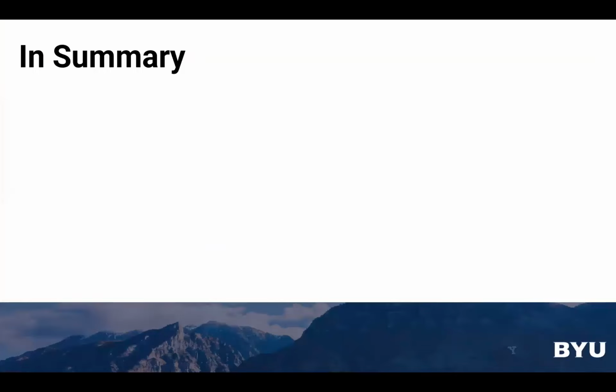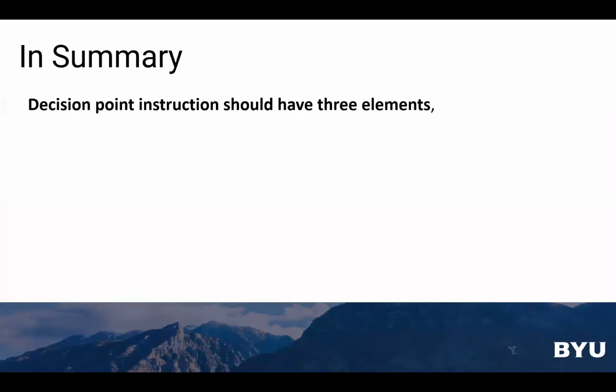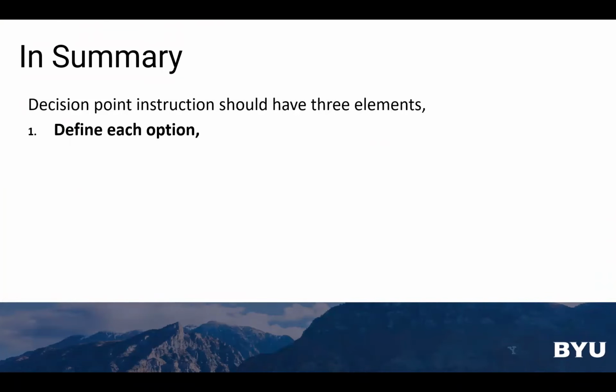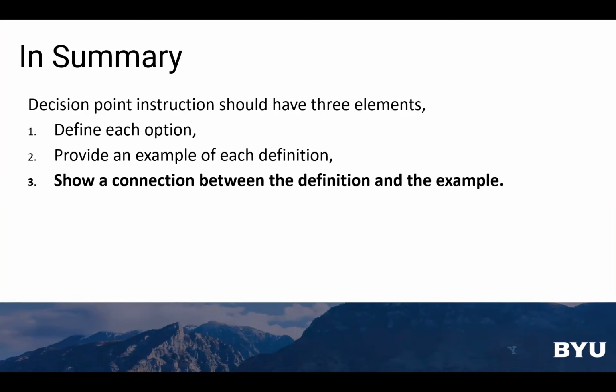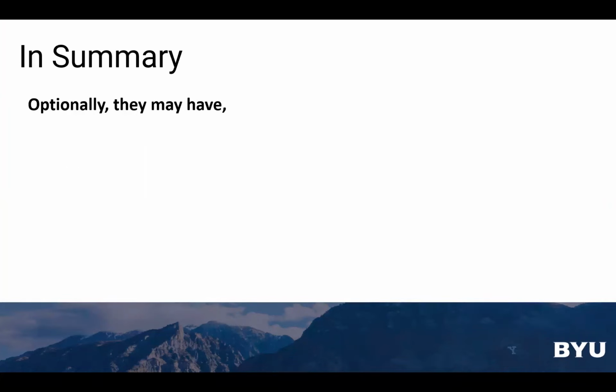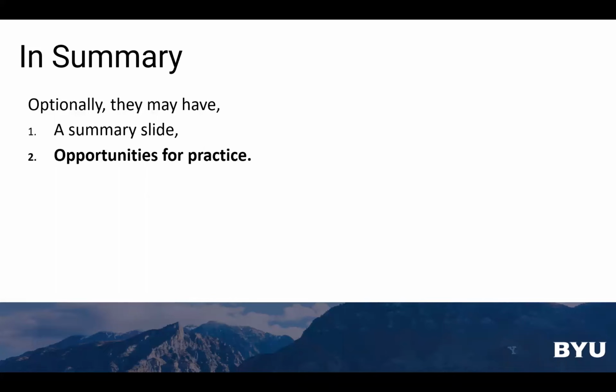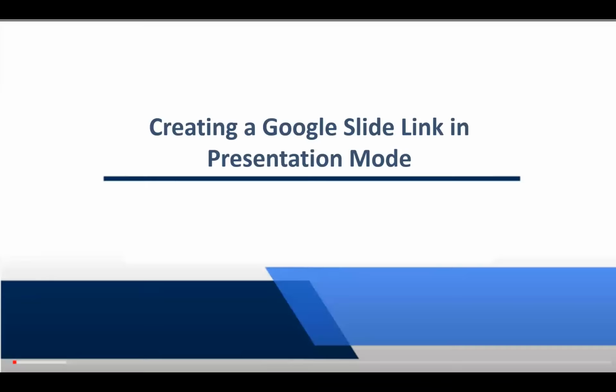In summary, decision point instruction should have three elements. 1, define each option. 2, provide an example of each definition. 3, show a connection between the definition and the example. Optionally, they may have a summary slide and/or opportunities for practice.